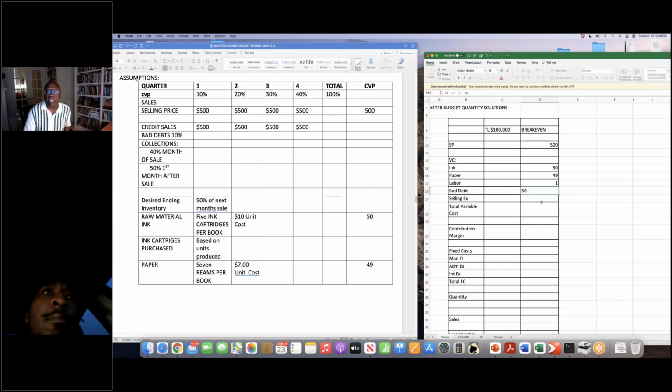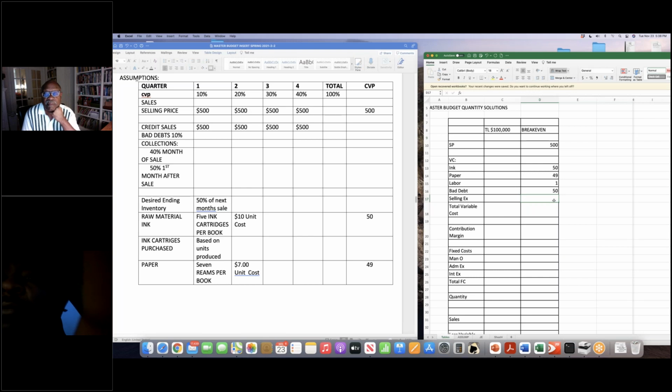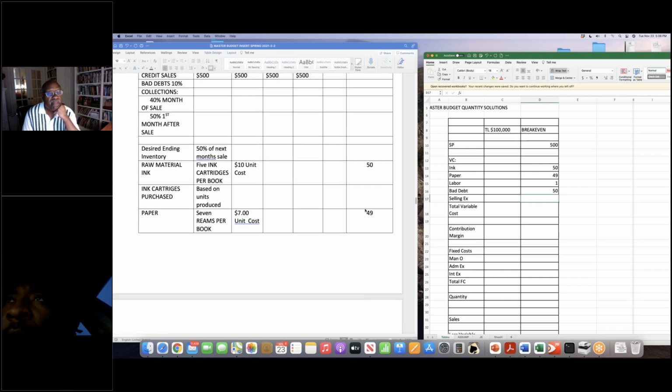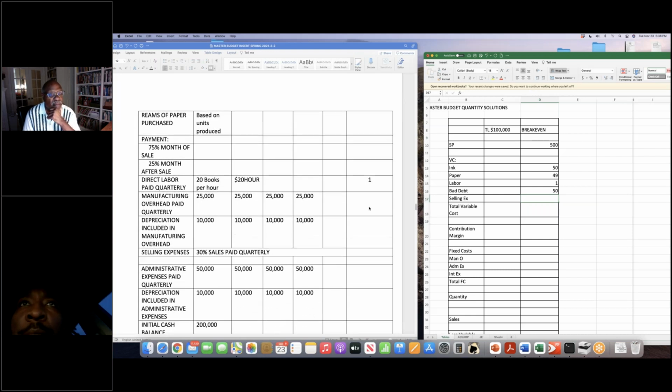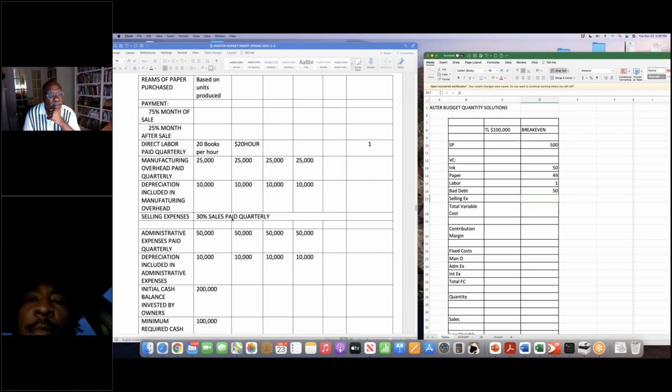What's the final thing in here? Selling expense. All right, so what do we find on selling expense? It equals what? 30% sales. That's correct. So 30%, so that's 30% of the selling price. How much is that going to be? $150.